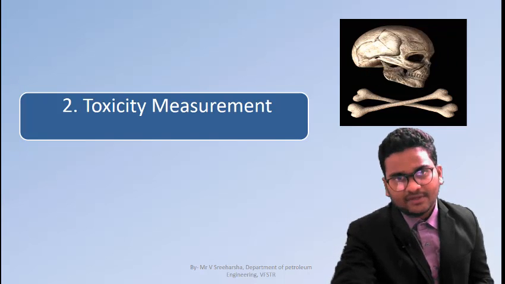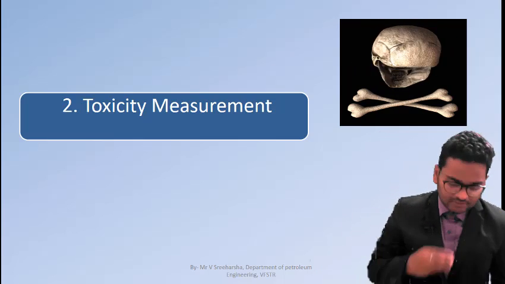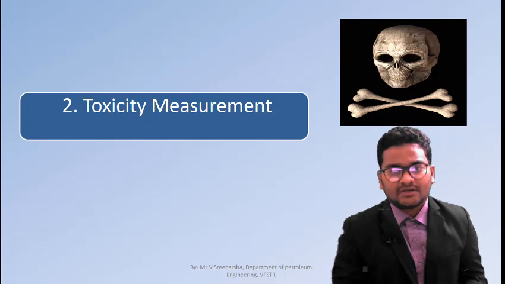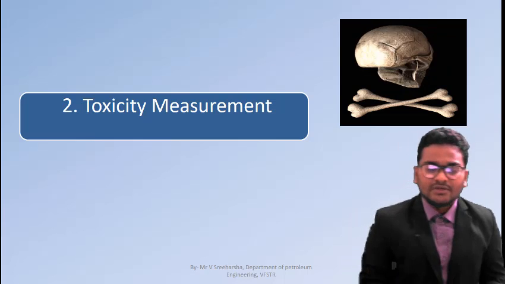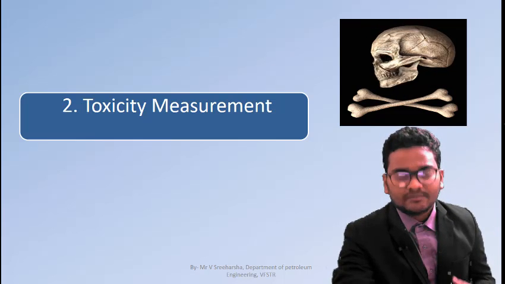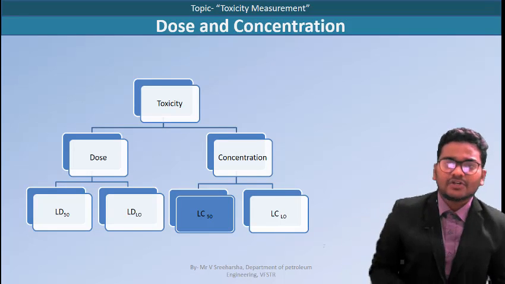So next, toxicity measurement. How will we measure the toxicity? We know the species which are used for laboratory purposes for measuring toxicity. So what are the methods of measuring the toxicity? Here we have the toxicity measurement techniques. That means how much toxicity is going to affect an organism.